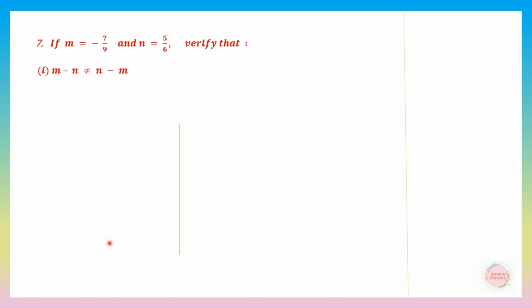Question 7. If m is equal to minus 7 by 9 and n is equal to 5 by 6, we have to verify this. That means we have to say that m minus n is not equal to n minus m. So we're going to substitute m and n with these values. So m minus n. So that will be m is minus 7 by 9 minus n is 5 by 6. And they say this is not equal to n minus m. N is 5 by 6 minus m is minus 7 by 9. So we've got this here.